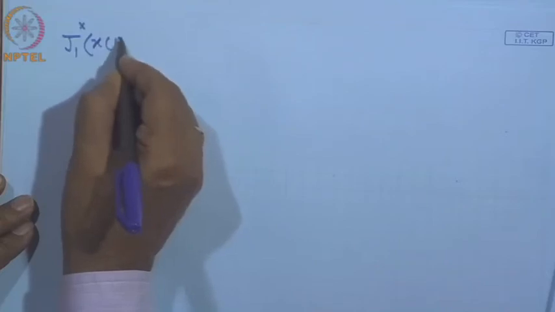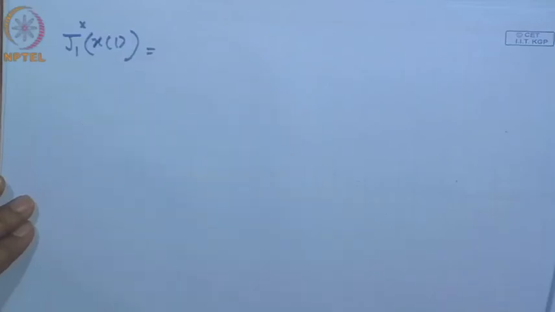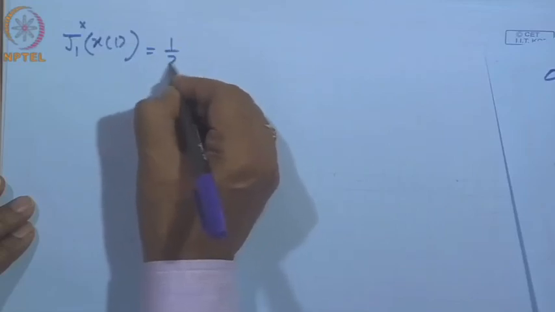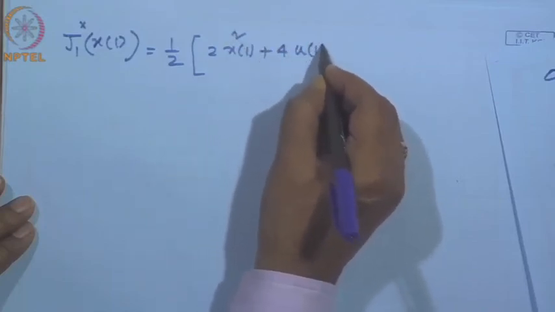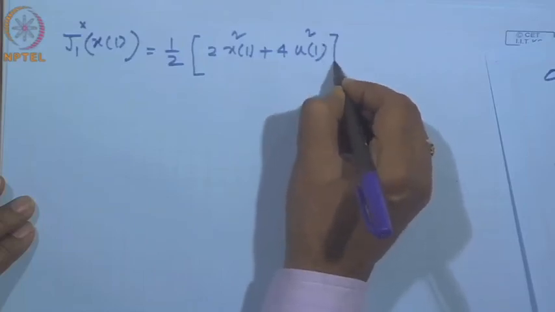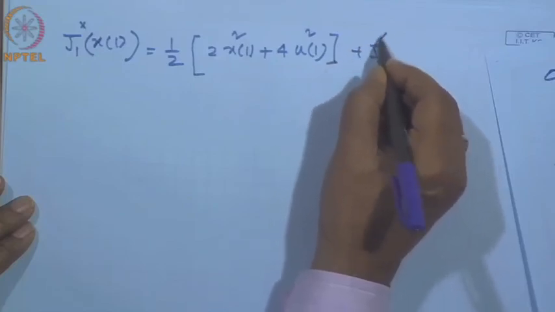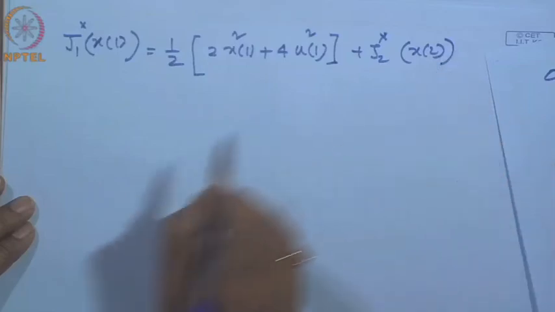So, where are we now? For x1, we want to shift from x0 to x1. What is the optimal cost required, the optimal path? That cost is j1 star of x of 1. It indicates the optimal cost of transferring the state from x1 to x2. What is the optimal cost? Because we know the u1 expression, if you put this value in the expression, half twice x1 square plus 4 u of 1 square plus j2 star of x of 2.